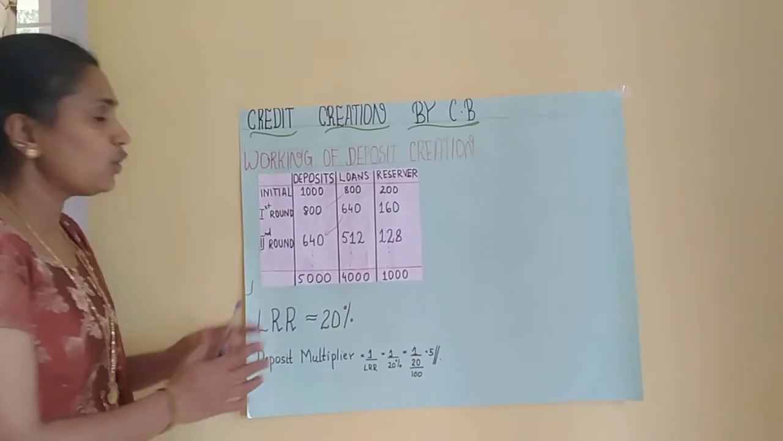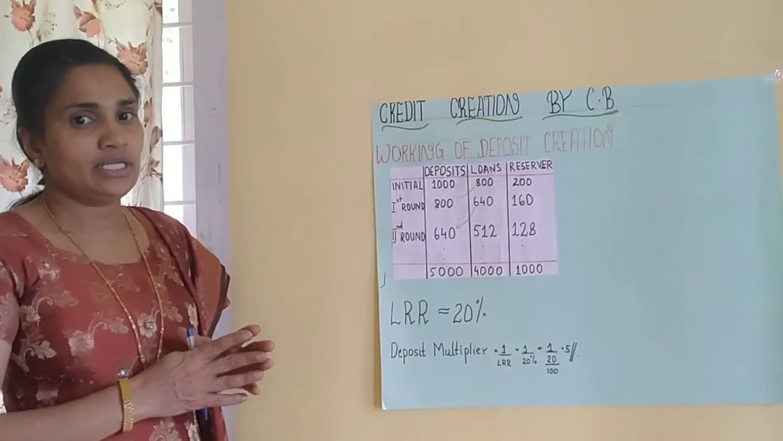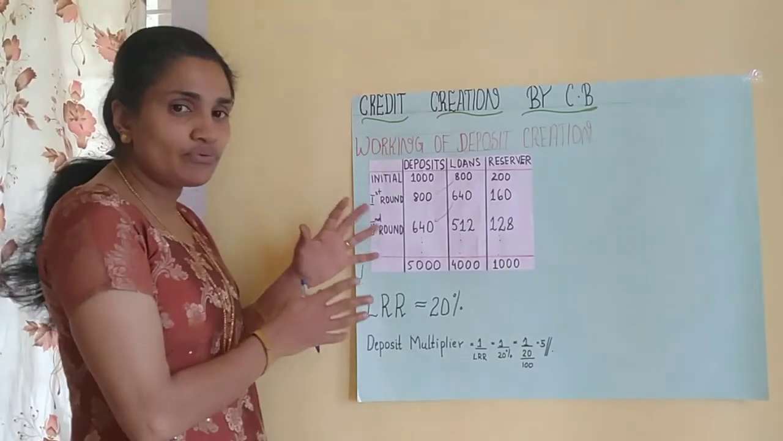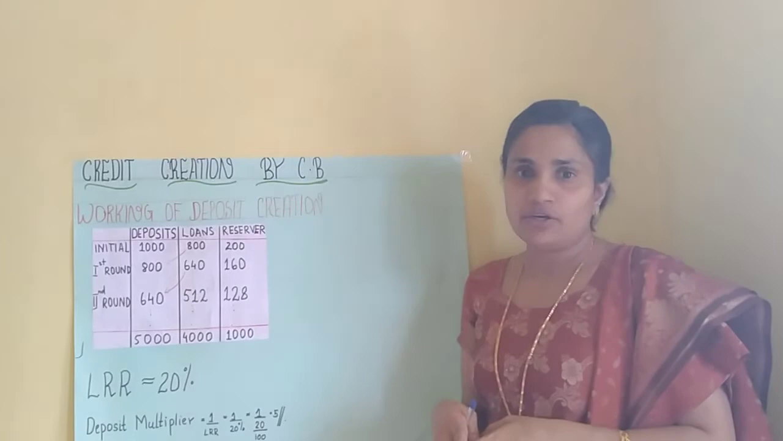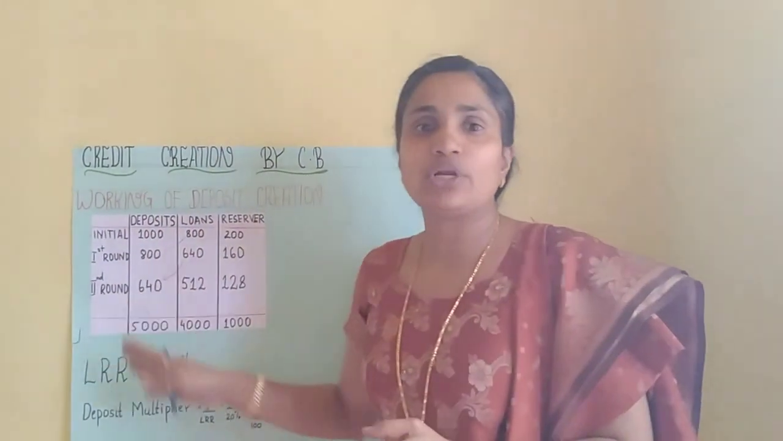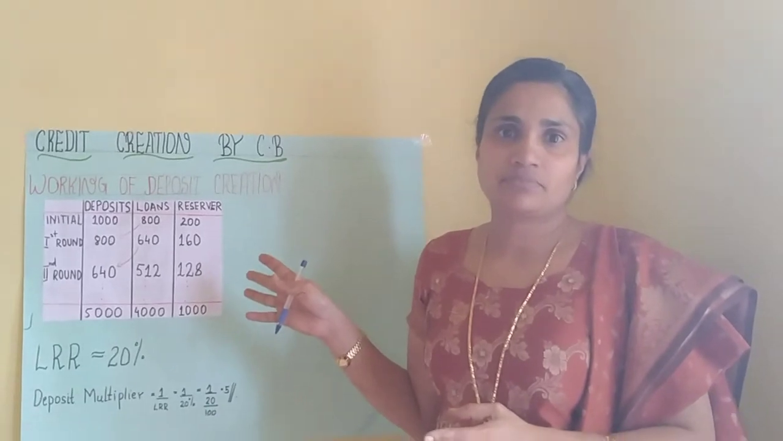This is the way of money creation in the commercial banks. The main functions of commercial banks are accepting deposits, lending loans, and creating money. From these deposits only, commercial banks create money. Okay?